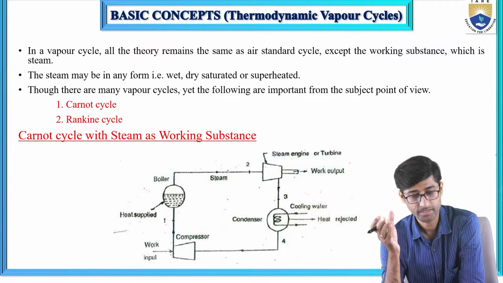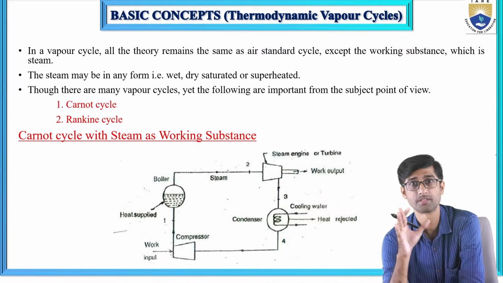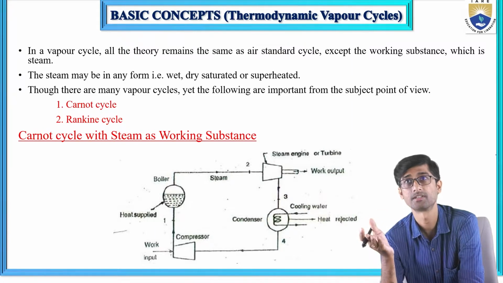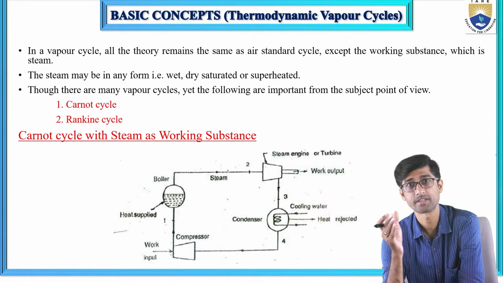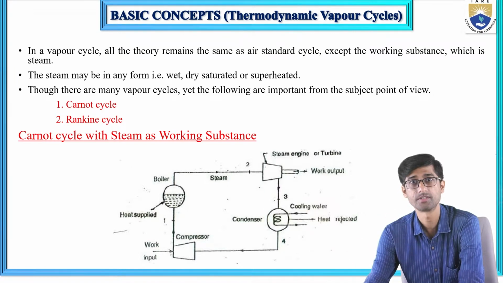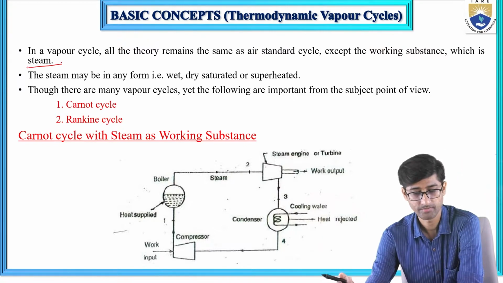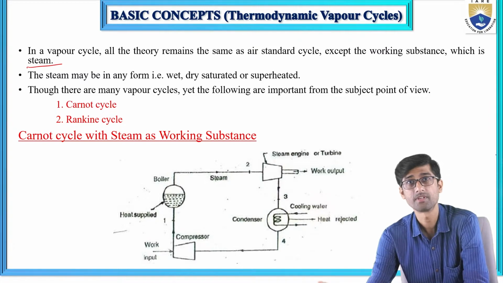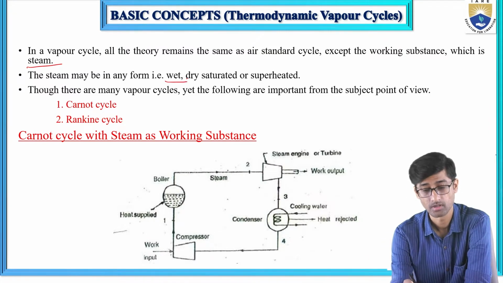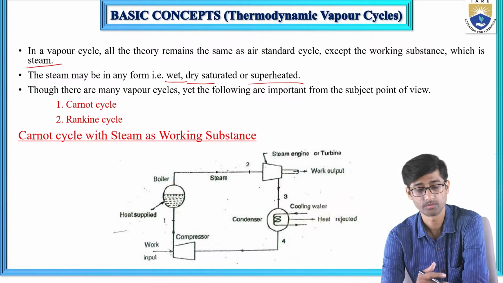In a vapor power cycle, all the theory remains the same. The working principles remain the same as air standard cycles, but the only difference is that in air standard cycles the working fluid is air, but in vapor power cycles the working fluid is vapor, or steam. That is the basic difference between the air standard cycle and vapor power cycles. Now, this steam may be in the form of wet steam, dry steam, or superheated steam, and these are the conditions of steam which we are going to study.